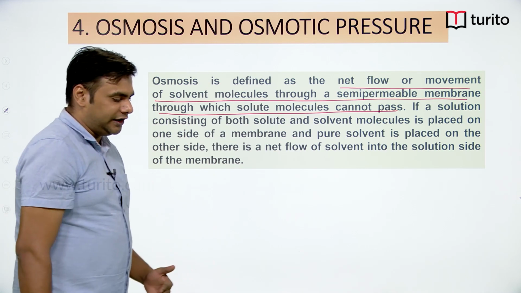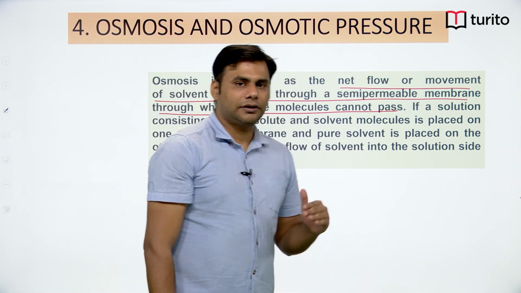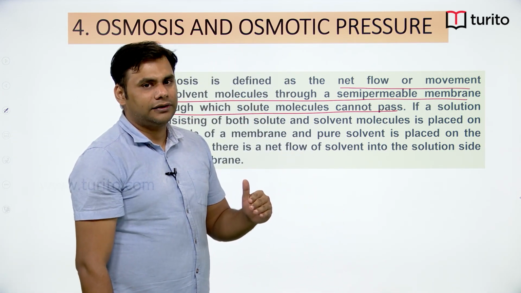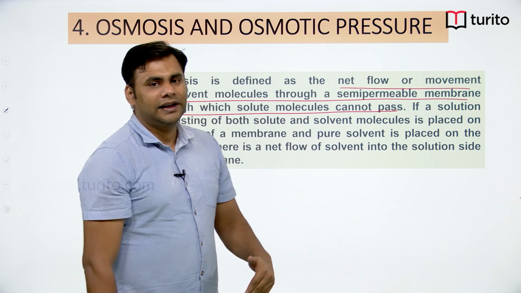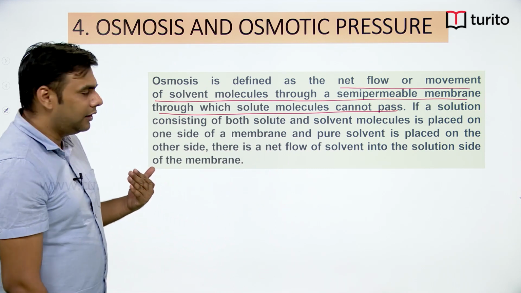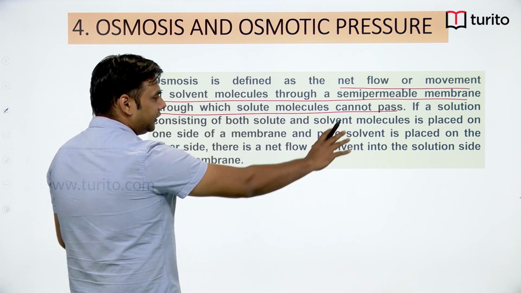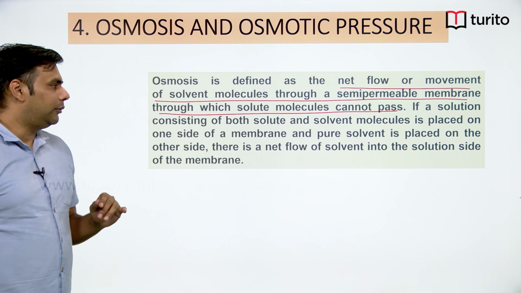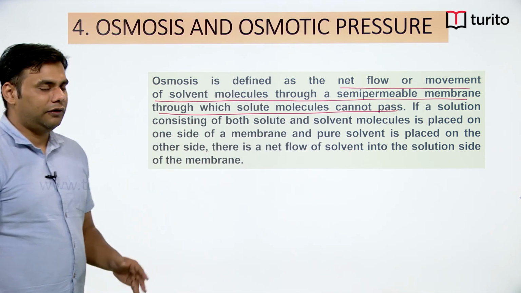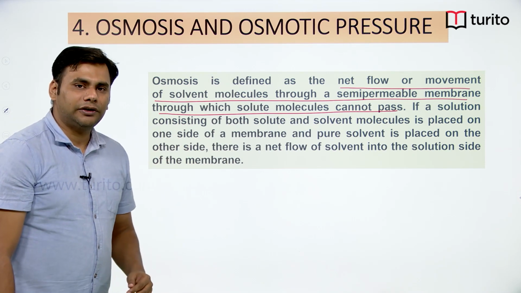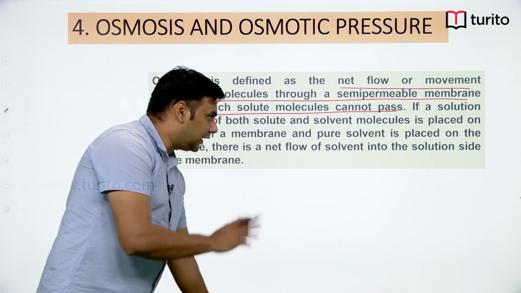So osmosis is basically the movement of the solvent particles from one side to the other through a membrane which is known as a semi-permeable membrane. I will get to this point. If a solution consisting of both solute and solvent molecules is placed in contact with a pure solvent with a membrane in between, then the net flow of solvent takes place to the solution side. I will come to this point, don't worry.